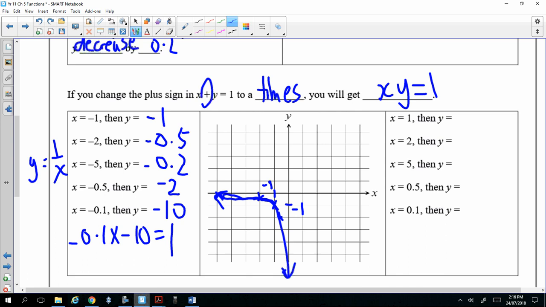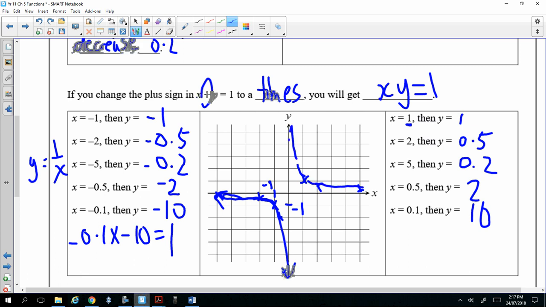Okay, good. We'll do the same thing here. When x is 1, what's y equal to? Y equal to 1, so you get a point here. And then when x is 2, y is half, which is 0.5. When x is 5, y is 0.2. And then when x is 0.5, y is 2, and when x is 0.1, y is 10. So you get this shape.